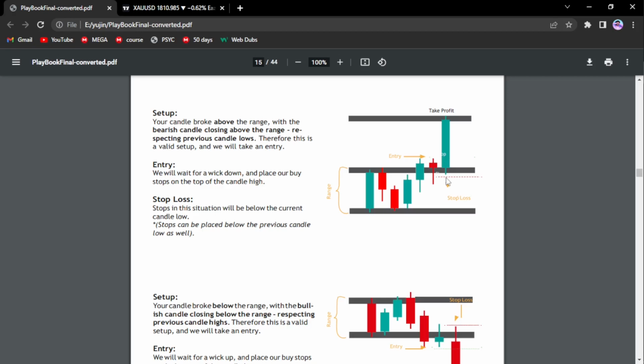You can just market execute, but it's way harder, so I prefer using buy stops. So you place your buy stops just on the high of the previous candle that couldn't break above, and have your stop loss at the current candle. So once you place your buy stops here, the stop loss could either be below the previous candle or below the current candle lows.